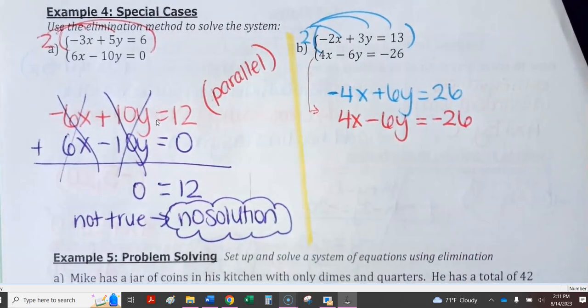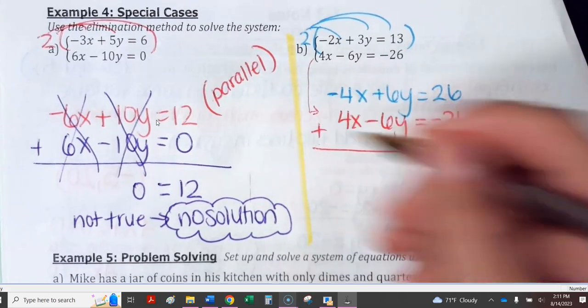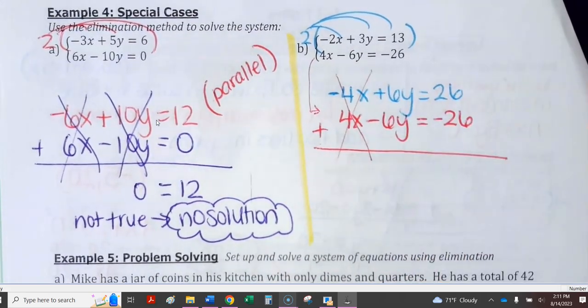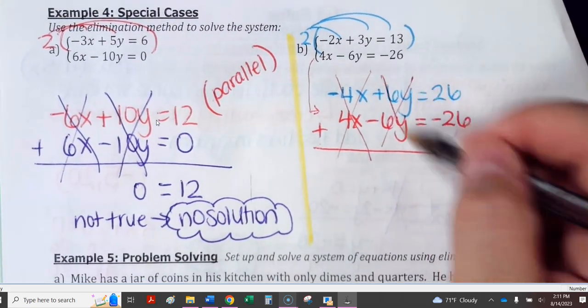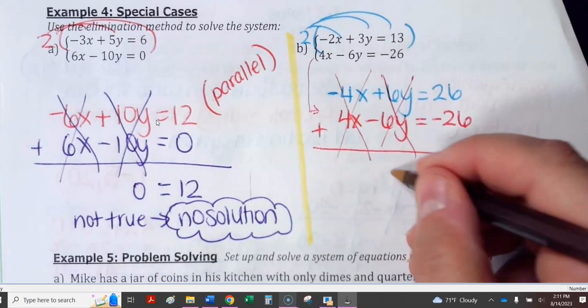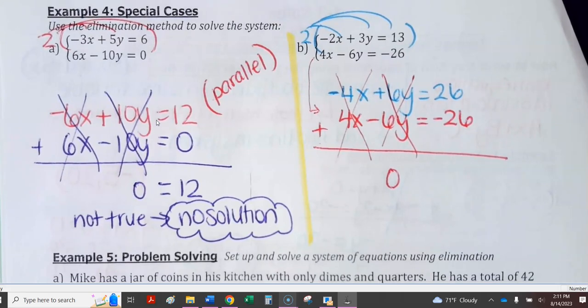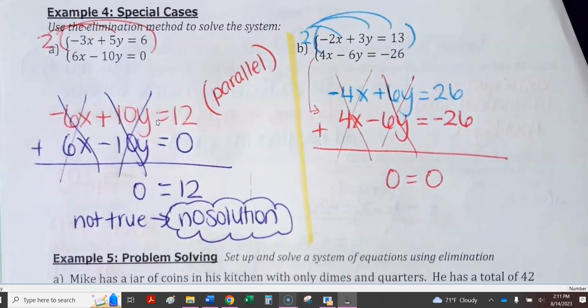Now, this is super similar to the one we just looked at, but it is going to be different. If I add the bottom line to the top line, the x's are opposites. Negative 4 and 4 add up to 0. The y's are also opposites. 6 and negative 6 add up to 0, but that's important. That side, everything cancels out, but it's still there. It's 0. And what am I going to get if I add 26 and negative 26? 0. Okay, is that true?